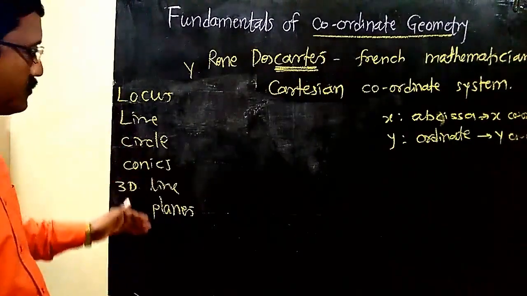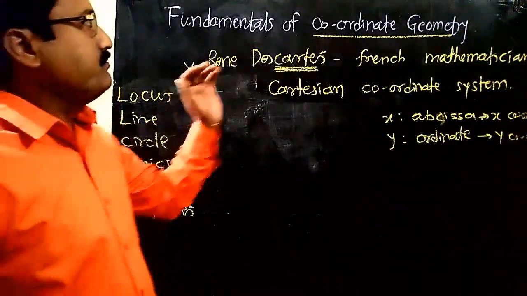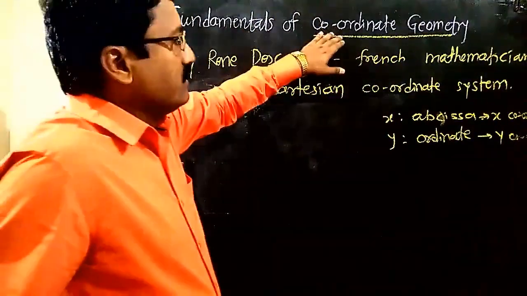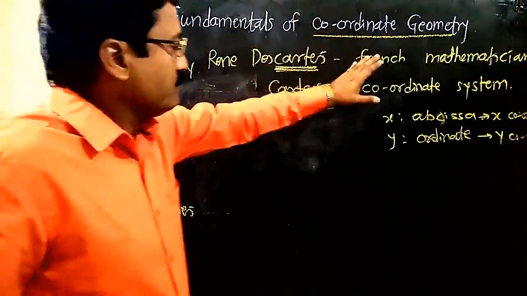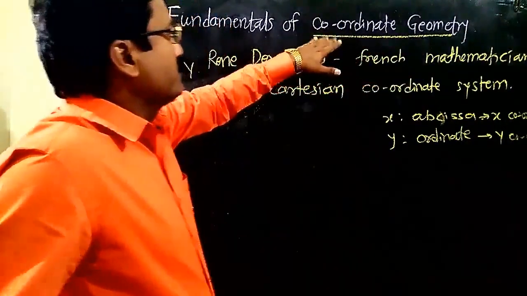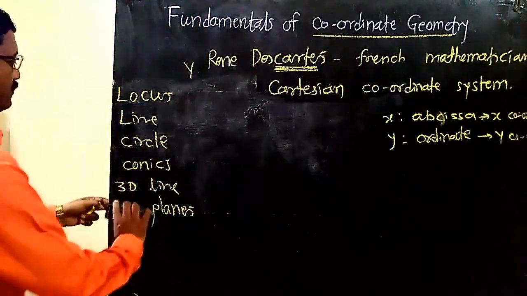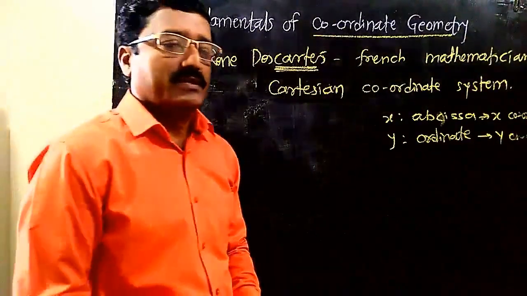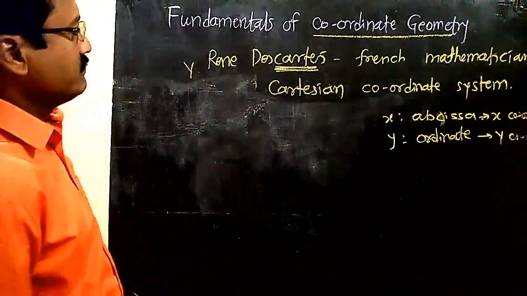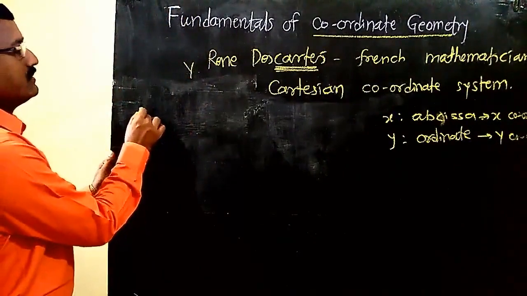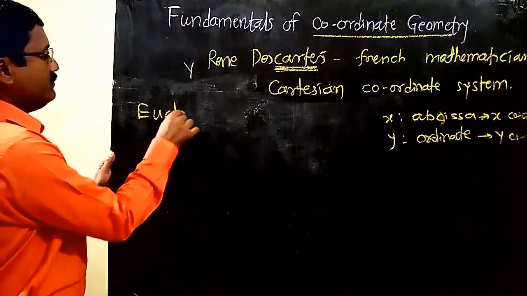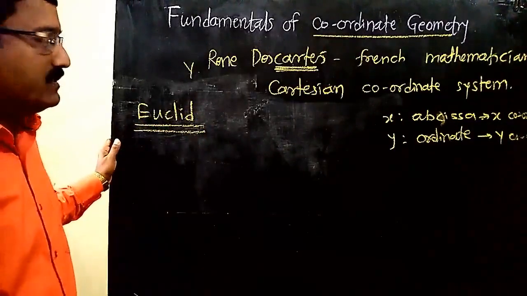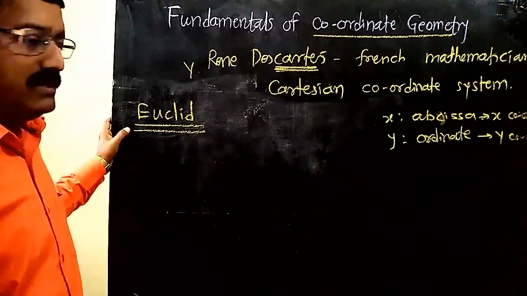So before starting these topics, once again let us recall the basic concepts of geometry which are useful in the coordinate system, the concepts we will use in the coordinate system. Before starting that geometry, we must remember the great Greek mathematician Euclid. So let us see some information on the geometry given by Euclid.